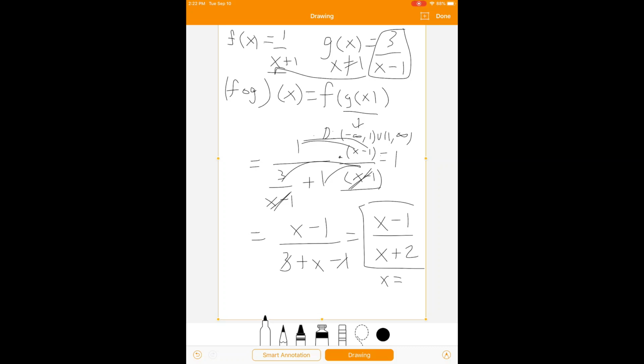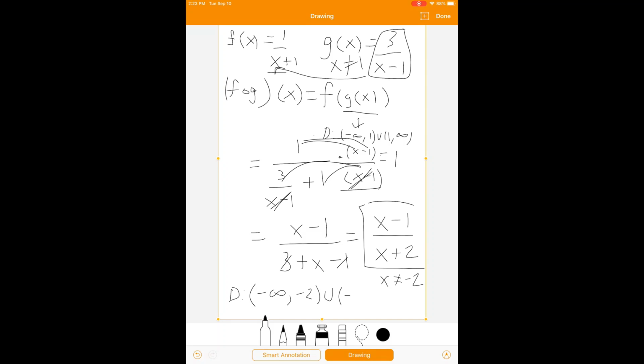In this function, x cannot be equal to negative 2. It would make this function undefined. That's where the denominator would be equal to 0. So our domain of f of g of x is negative infinity to negative 2, because negative 2 is not a part of our new function.